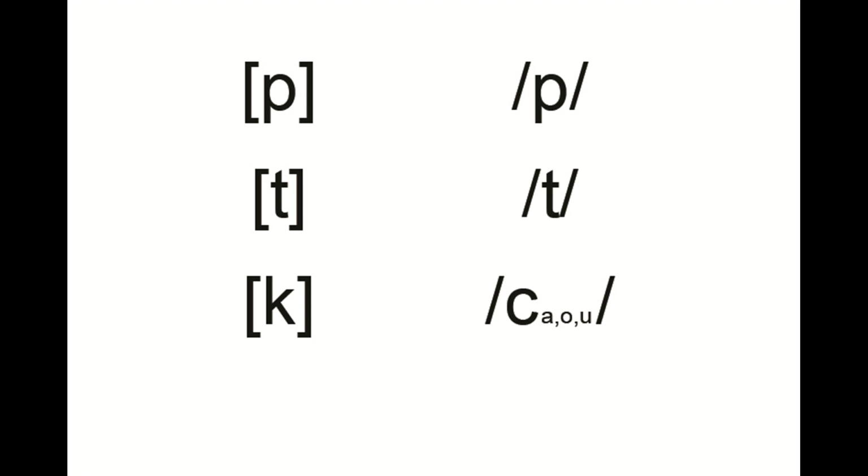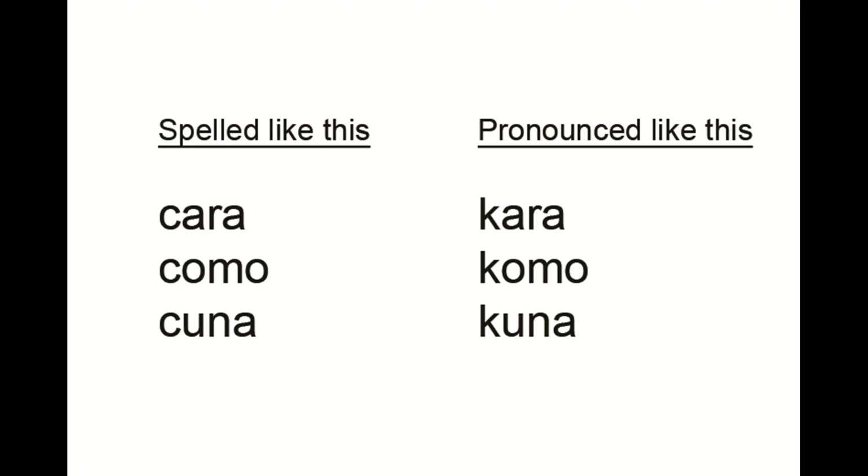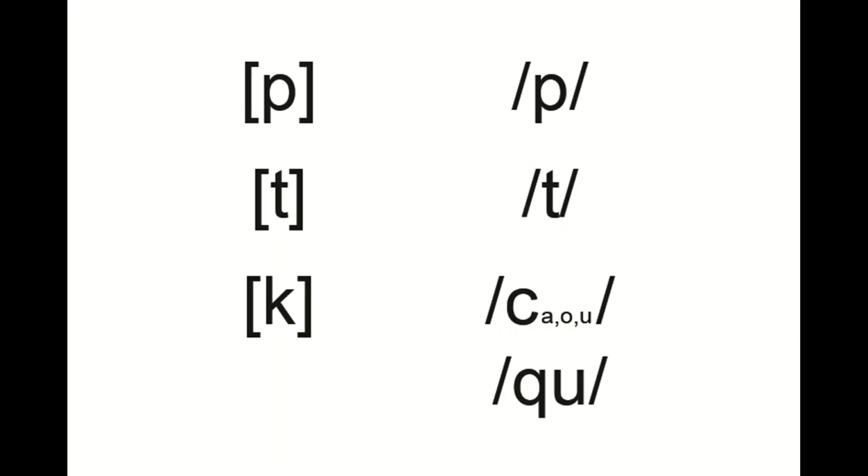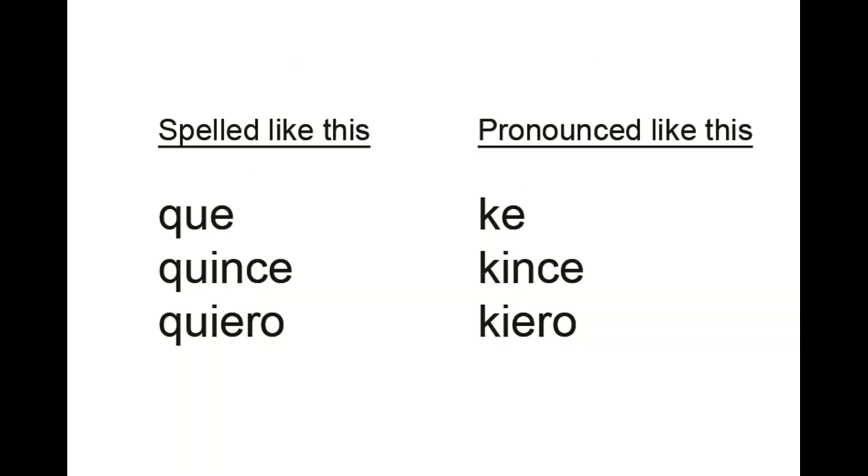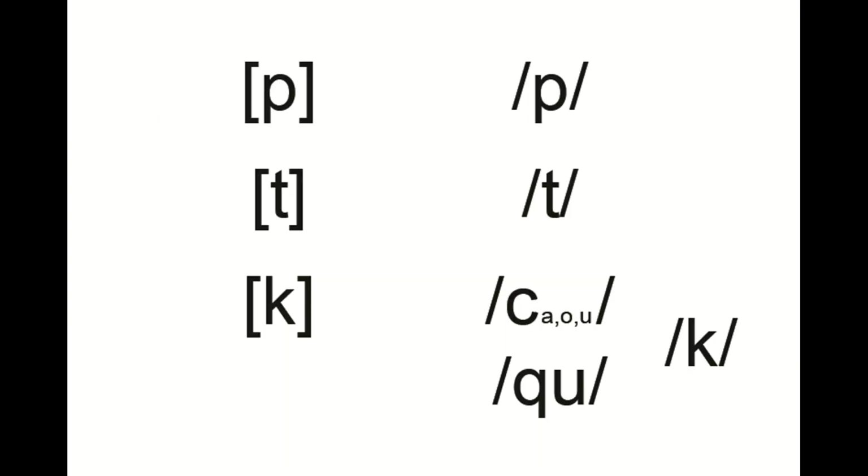The first is the hard C, that is to say, the letter C followed by A, O, or U. Cara, como, cuna. The second is the QU combination. In Spanish, the Q and U together make the K sound, and the U is silent. Que, quince, quiero. And the third is with the letter K itself.